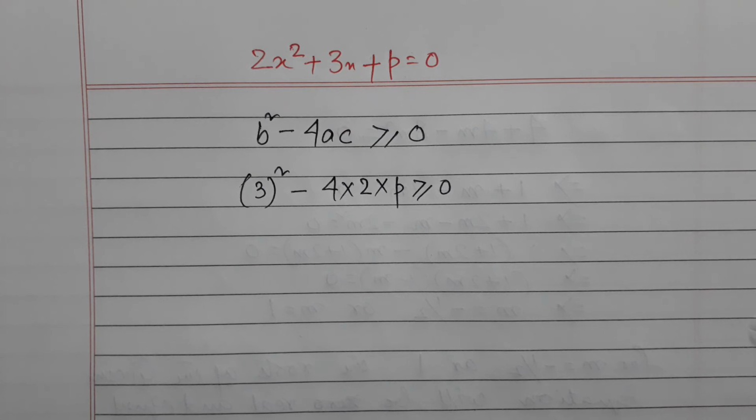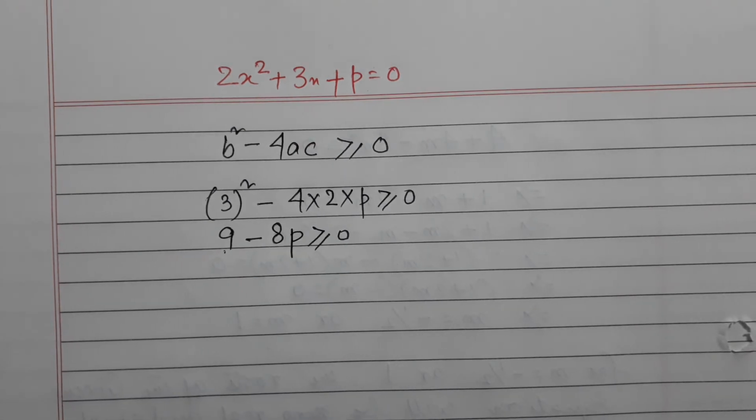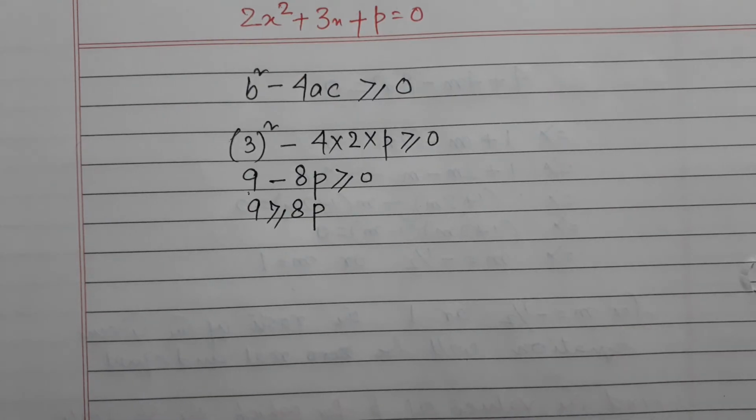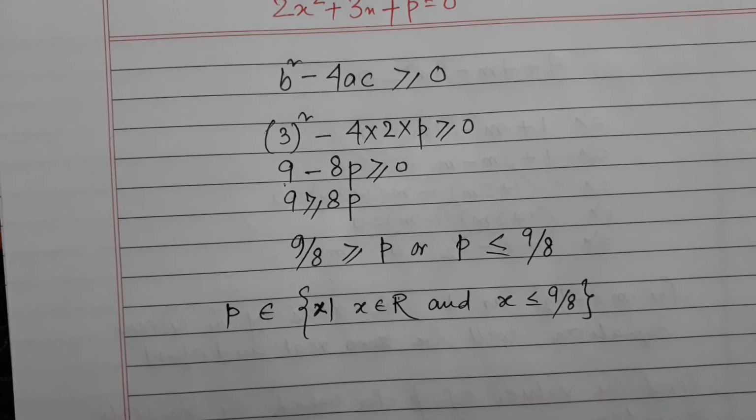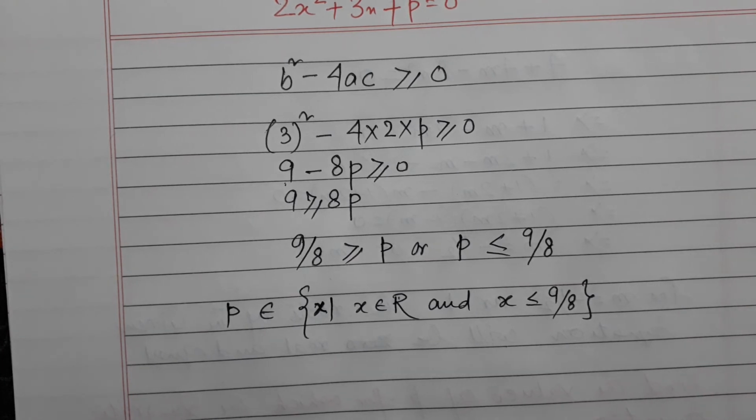Hence we can write 9 − 8p ≥ 0. Hence 9 ≥ 8p. So therefore 9/8 ≥ p. The value of p should be less than or equal to 9/8.